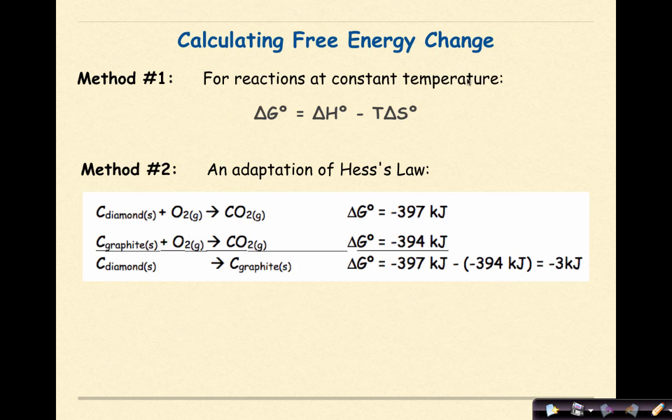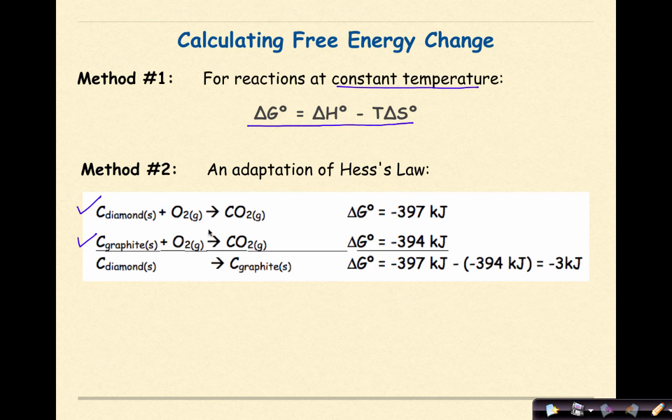Calculating free energy change. Method 1. For reactions at constant temperature, you can use the formula that is found on your reference table. Delta G naught is equal to delta H naught minus T delta S, and that is if you are at constant temperature. Method 2 is an adaptation of Hess's law.